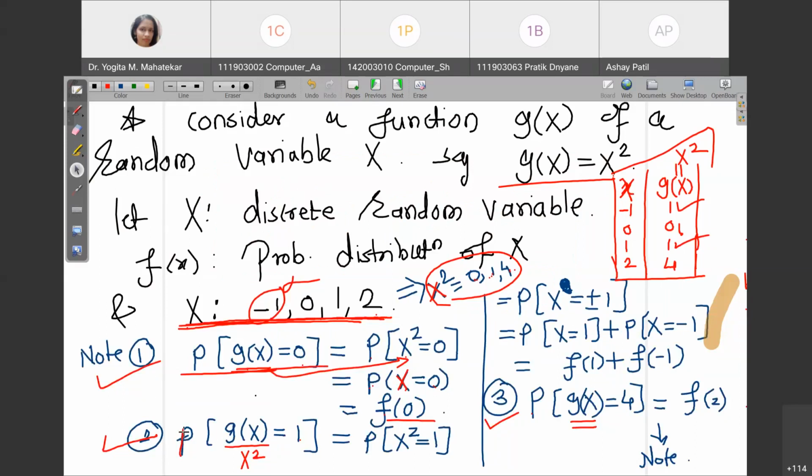Secondly, when I find the probability that your g of x, which is actually x square, is equal to 1, because the next value of x square is 1, it is nothing but the probability that capital X square is equal to 1. So it is the probability that x is equal to plus or minus 1, because capital X values plus 1 and minus 1 are included in x square equal to 1. So it is the probability that capital X will take value 1 or capital X will take value minus 1. So f of 1 plus f of minus 1 will be the probability that g of x is equal to 1.